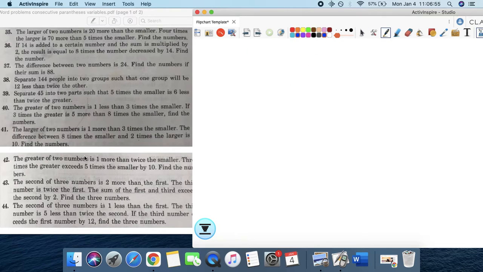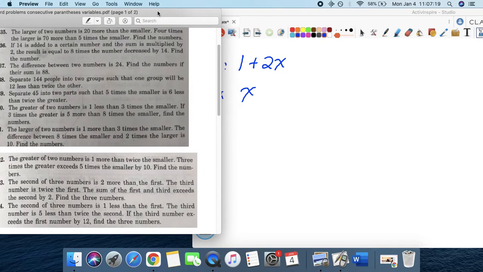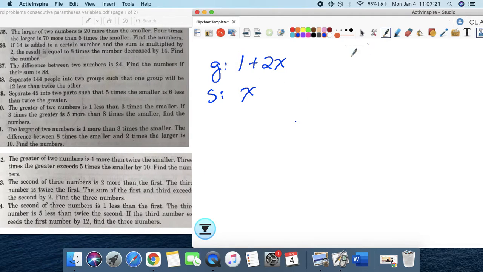The greater of two numbers, again, so the greater of two numbers means that there is two numbers. The greater of two numbers is 1 more than twice the smaller, and again, the smaller seems to be x, right, so the greater one's being talked about in terms of the smaller one. So whatever the smaller one is, the greater one is going to be 1 more than 2 times the smaller one. So again, 3 times the greater number.